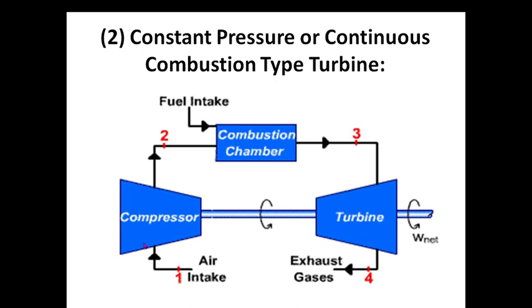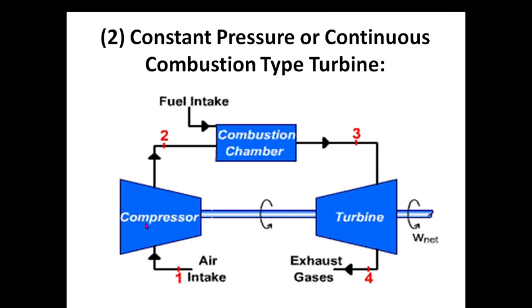The compressor sucks in atmospheric air, compresses it and sends it to the combustion chamber. Inside the combustion chamber the fuel also comes, and here the combustion of the gases takes place. After the combustion, the exhaust gases have very high temperature and pressure. These high temperature, high pressure gases are then sent to the turbine. Then these gases expand inside the blades of the turbine, causing the turbine to rotate, and we get the work output.